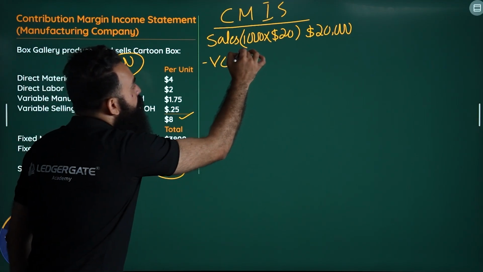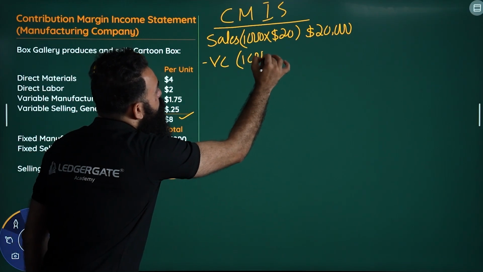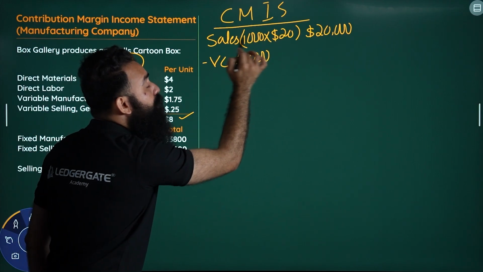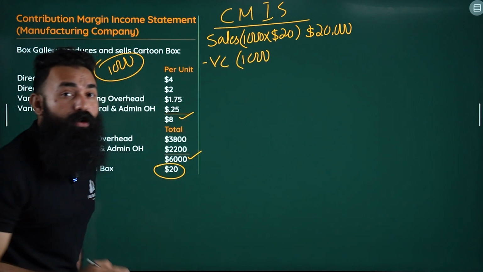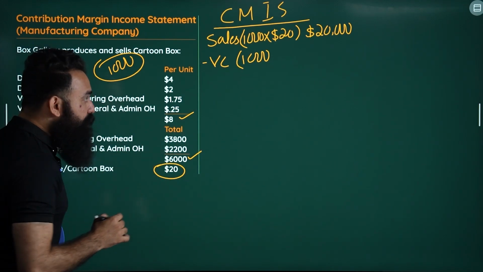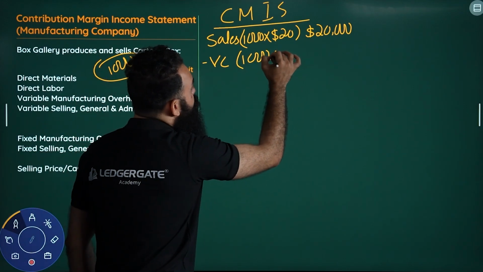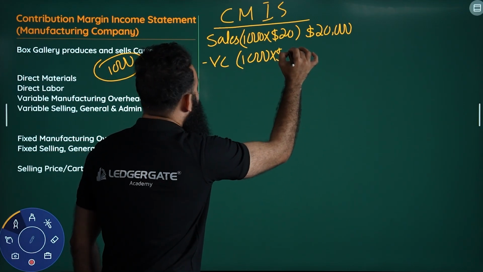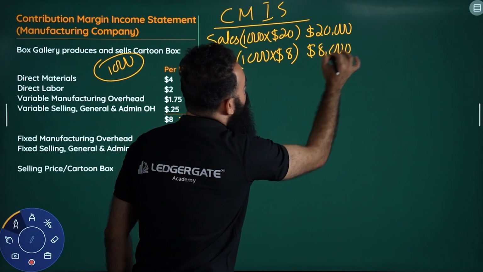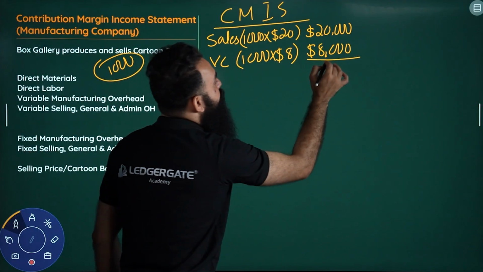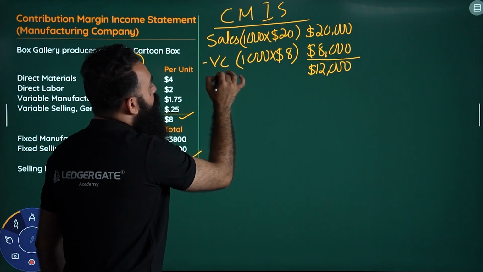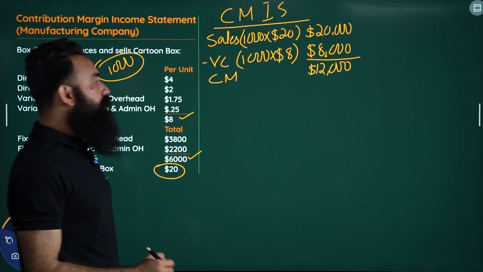Our variable cost would be for 1,000 units. That means we are selling 1,000 units, we are earning revenue for 1,000 units, and here the variable cost is also for 1,000 units. For each unit we have to pay $8 as variable cost. Then for 1,000 units, 1,000 into $8, it would be $8,000. When we deduct this 8,000 from 20,000, we'll get $12,000. We call this the contribution margin.